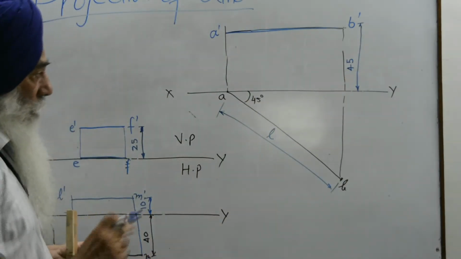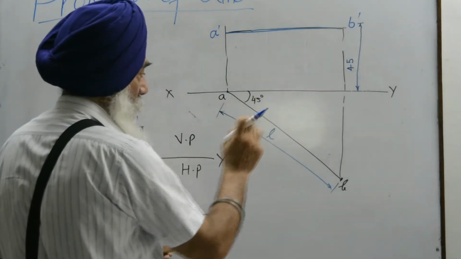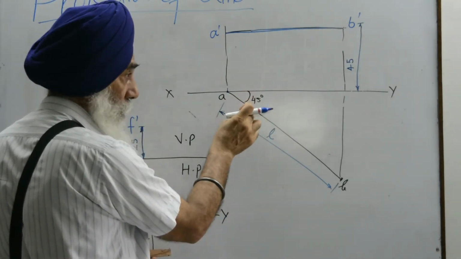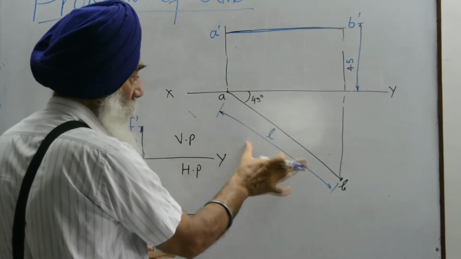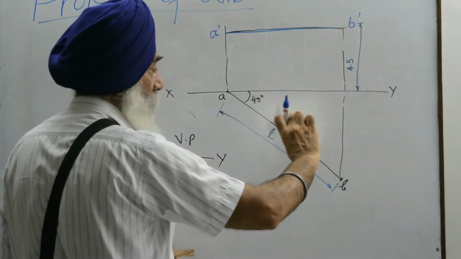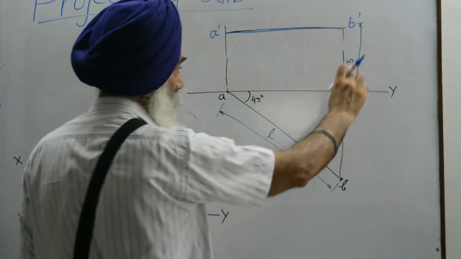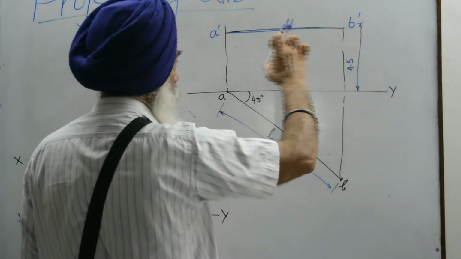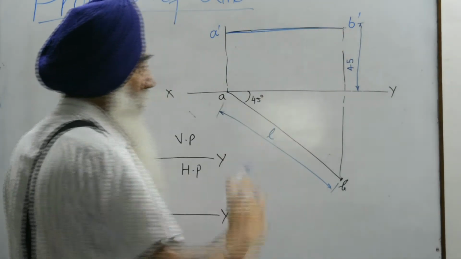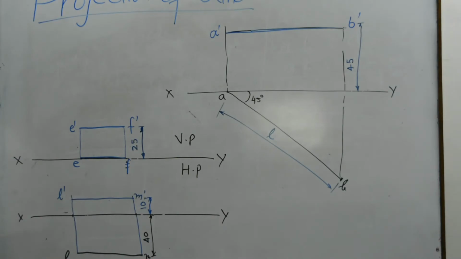So again, draw the XY line. What is the angle of inclination with the vertical plane? Cut over here. Take its length and take the projection from points A and B and its distance above the XY. You cut it like this. So this is the projection of the line AB in front.